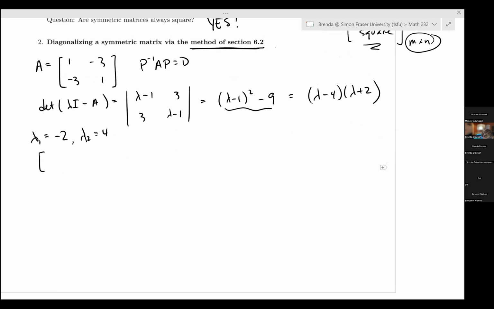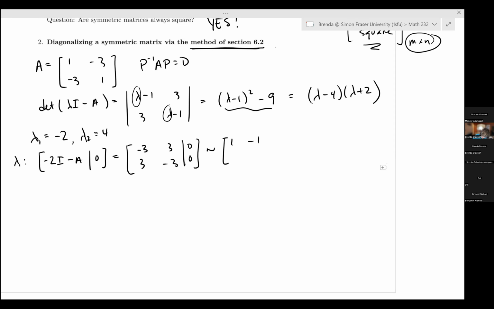For lambda 1, the eigenvector, I will find it as the null space of minus 2I minus A, and that looks like this: minus 3, 3, 3, minus 3. That is putting in minus 2 for lambda. I'm going to row reduce, getting 1, minus 1, 0, 0, 0, 0, finding that the first eigenvector is t, 1, 1.